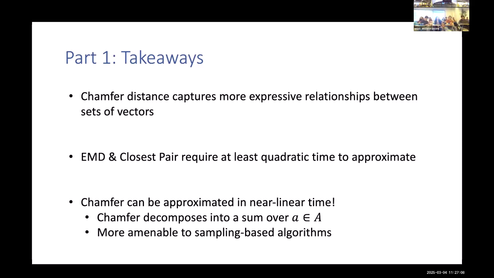But there are computational advantages to using this chamfer distance because it can actually be approximated very quickly. Not only that, it's easy to train with it, and it also has this nice expressive capacity in that it models a metric version of containment. How much is that contained in the other set? It's also more amenable to sampling-based algorithms because it's a sum.